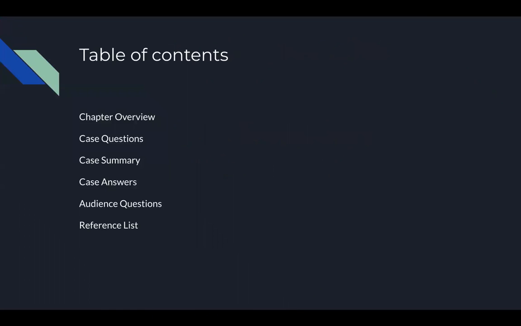First, I'm going to talk over the table of contents. So we have the chapter review, then we'll move on to case questions. After that is case summary. Then we have case answers. Then we have the audience questions. And lastly, we'll do the references.